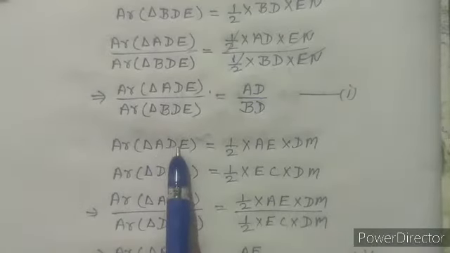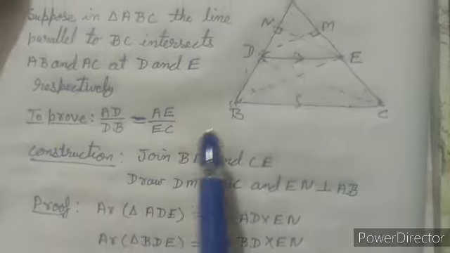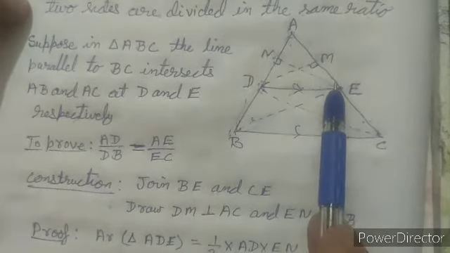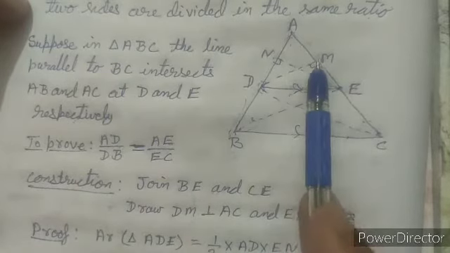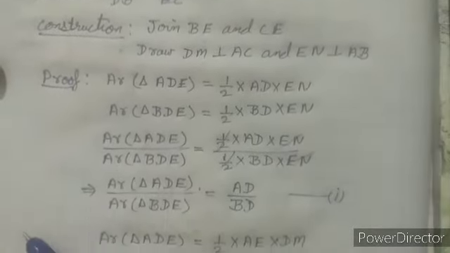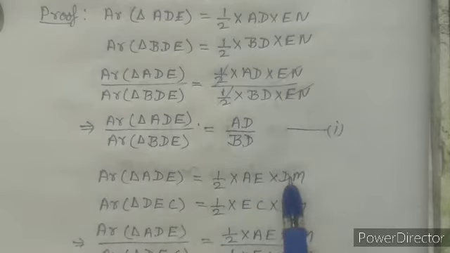Again, for area of triangle ADE, here we have to take AE. So area of triangle ADE on taking AE as base will be half into AE into DM, as DM is the perpendicular from the opposite vertex D. The area of triangle ADE will be half into AE into DM.